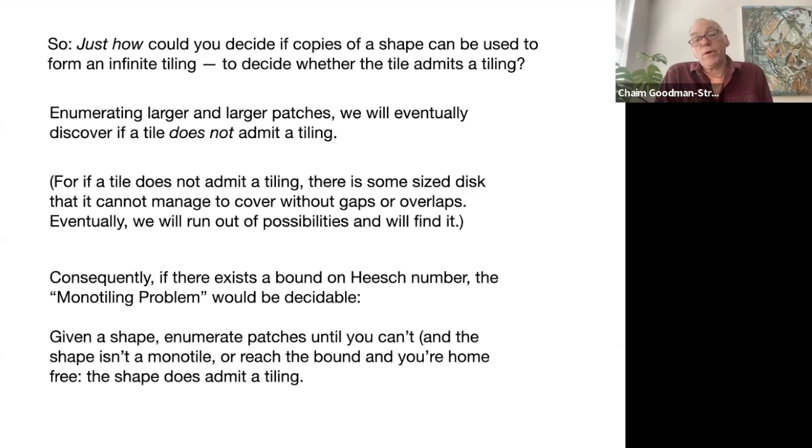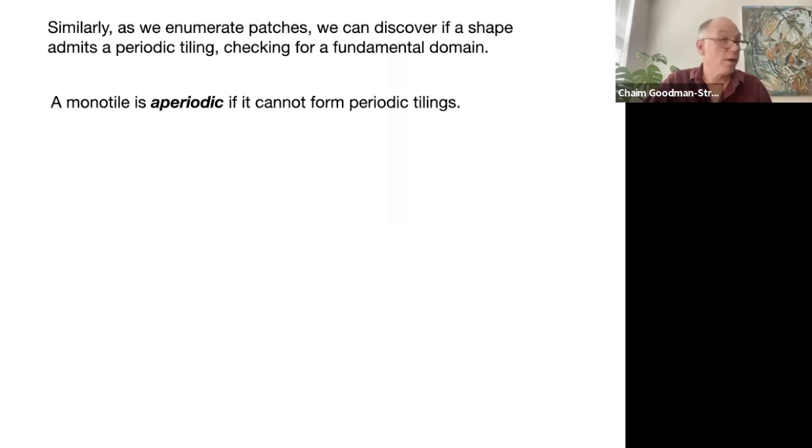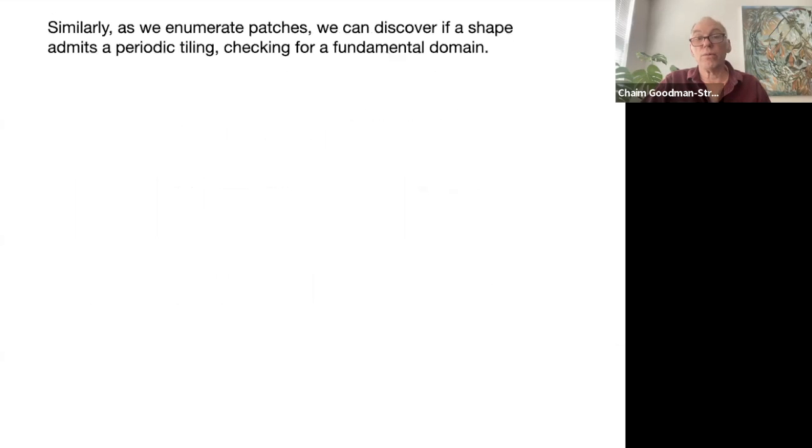And so in particular, if there were a bound on the Heesch number, we would have a decision algorithm for the so-called monotiling problem, which is just to enumerate patches, and you keep enumerating them, and either you reach that universal bound on the Heesch number, and then you're home free, you know that you're going to be able to finish, or you'll just run out of possibilities, and you know you haven't tiled. And in the same kind of way, we could use the same kind of algorithm to discover whether or not a shape admits a periodic tiling. We just simply enumerate larger and larger patches, and as we go, we check. There are various simple-minded ways to check to see whether we have a fundamental domain or not. And if we do, okay, so we have an algorithm.